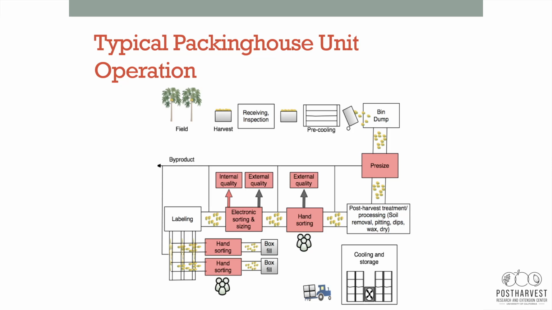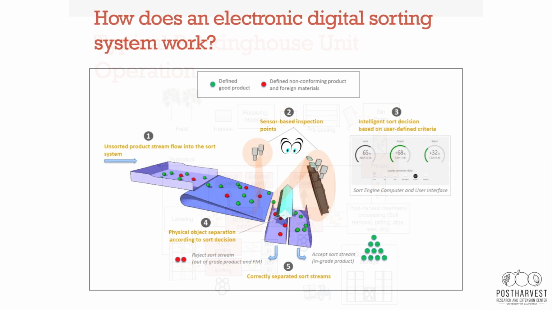Typically it's been done through hand sorting, but as technology evolves, electronic sensing and sorting is also changing, and you're going to see a lot of other sensing technologies incorporated in the line that are able to detect more features of interest. But how do these electronic digital sorters work? Basically, you have a mix of products, different ripening stages, and so on. And we have sensors that can sort them into good, bad, different ripening levels, and so on.